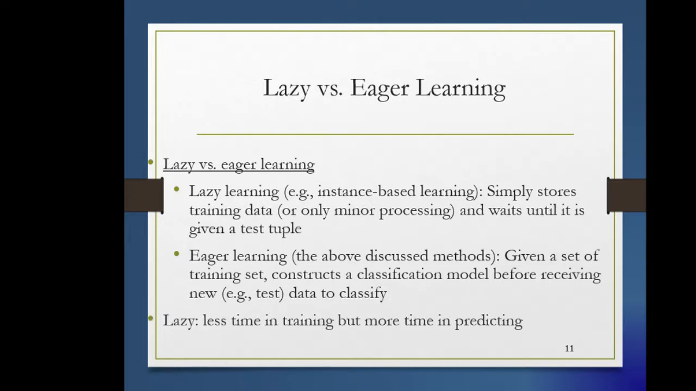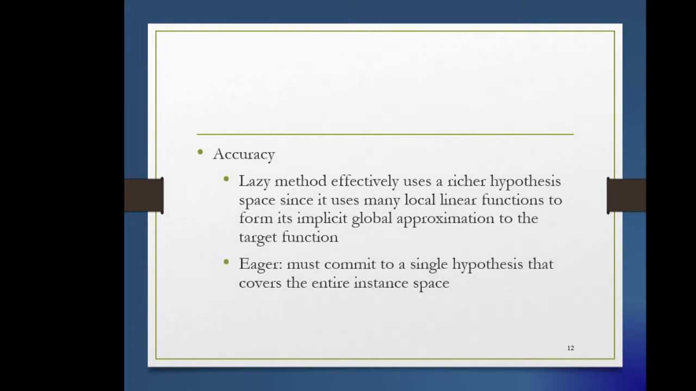The lazy learner training time, however, is much faster. On the other hand, they take a lot of time during the prediction time. When we're comparing accuracy, lazy learners are more or less the same as eager learners, but they may provide many local linear functions to form the global approximation of the target function. But eager learners usually prepare a single hypothesis that covers the entire instance space.